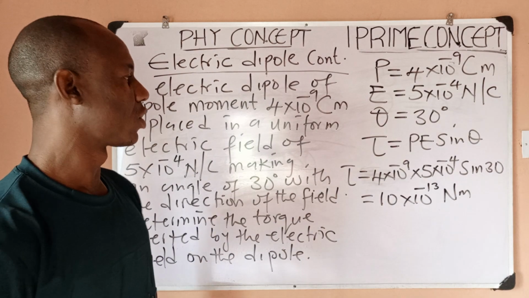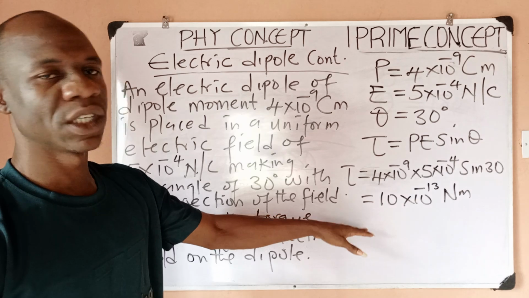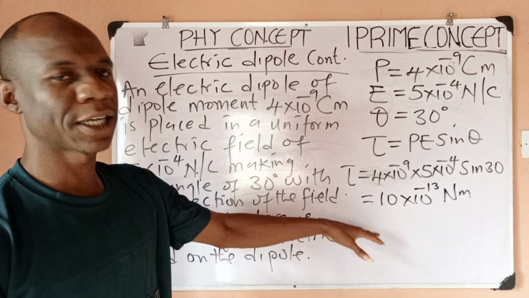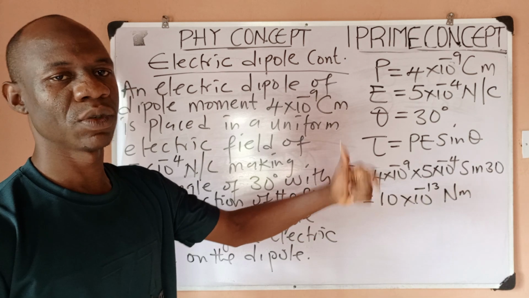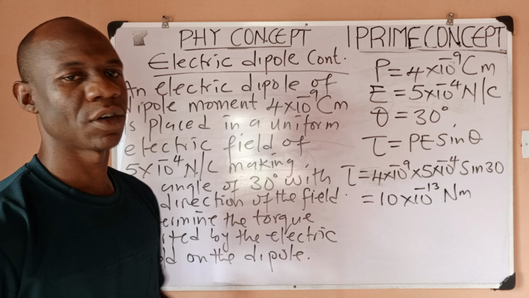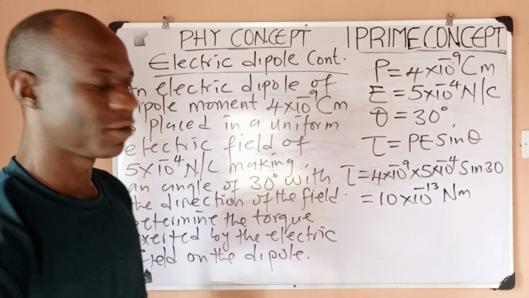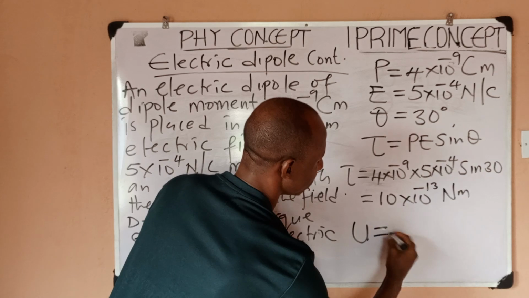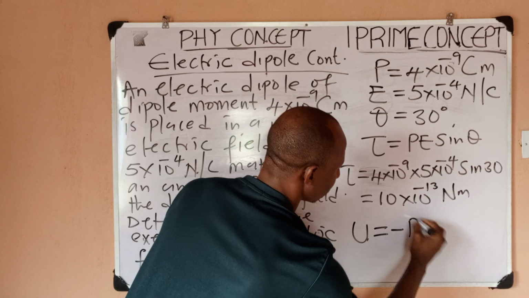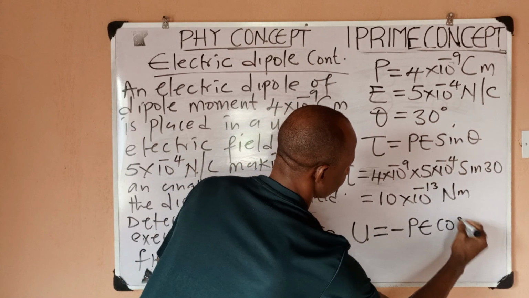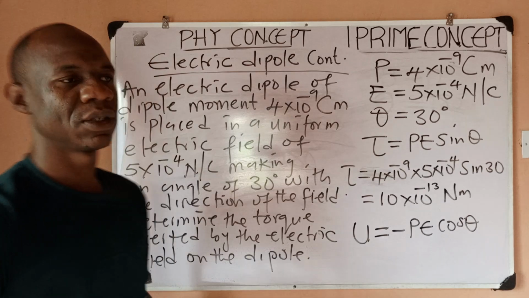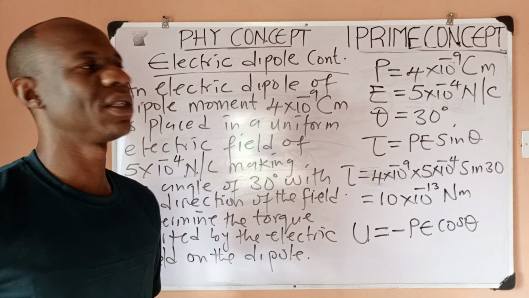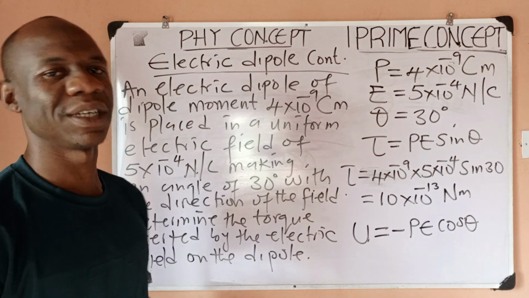I would leave you to solve this: if the question goes further to ask for potential energy, what would the answer be? Solve it and drop the answer in the comment section. Let me give you hints. For the potential energy, you will be solving U equals minus PE cos theta. So you can find the potential energy with this. Do this and drop the answer in the comment section.